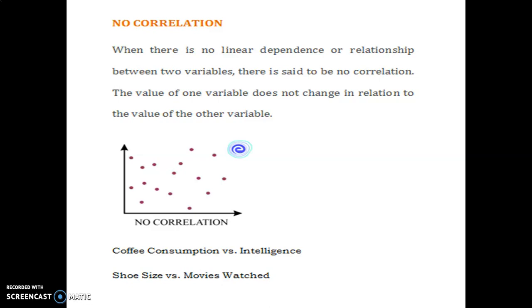The second example is shoe size versus movies watched. So, there is no relationship between a person's shoe size and the number of movies watched. So, there is no relation between these two variables x and y. So, they are said to have no correlation or zero correlation.